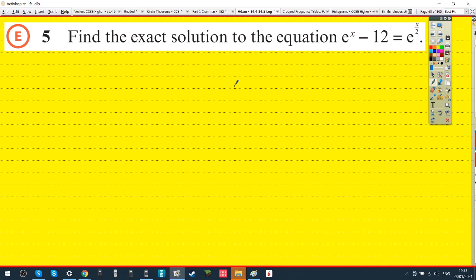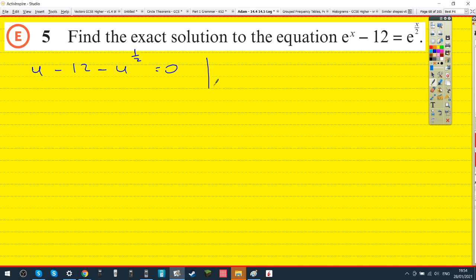So would you let e to the x be u? There's a kind of a trick to this one, I think. Okay. So u minus 12. And what is this one then? Would it be u to the half? Yeah. And I just brought it to this side. So any idea how we solve it if it's like this?